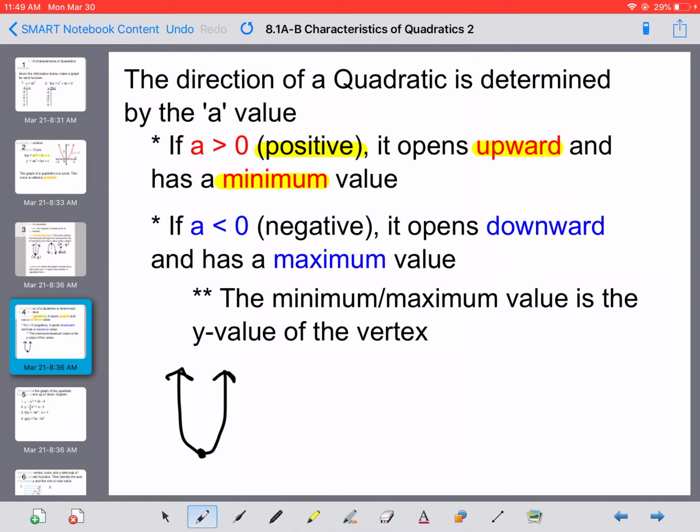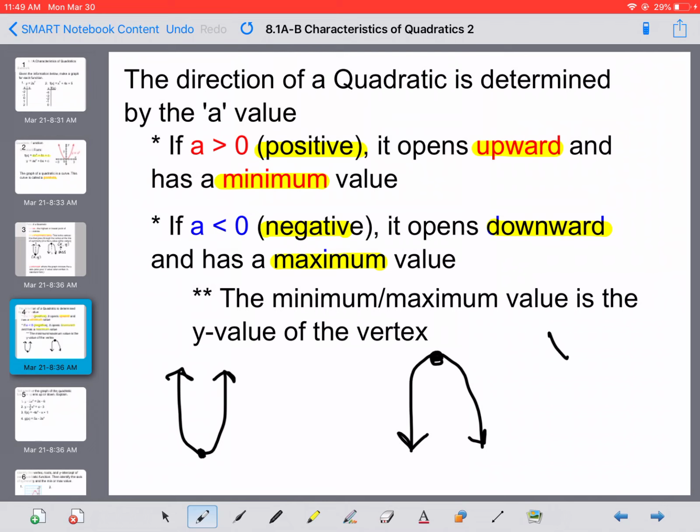When we think about ax squared plus bx plus c, when a is positive, the graph is going to open up and it's going to have a minimum. When a is negative, the graph will open down and it'll have what we call a maximum. Why would it be a maximum? When a graph opens down, the vertex is the highest point of the graph. That's why, when it's opening down, you have a maximum.